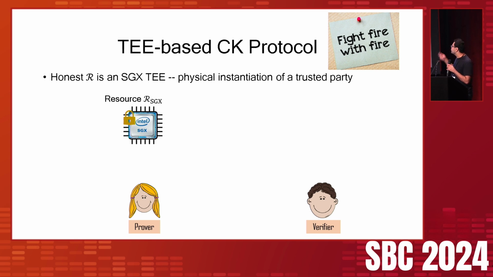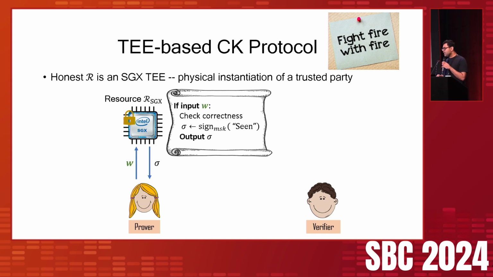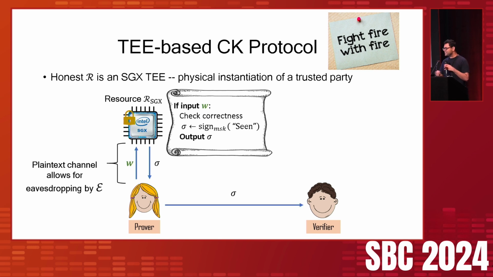You have a prover, again, you have a verifier, and the prover is connected to this SGX resource. And the SGX runs a very simple program for the complete knowledge proof. It just asks the prover to input the witness in plain text, checks the correctness of it, and signs a message using its master secret key that it's seen the correct witness. And now the prover can take this proof and send it to the verifier, who can verify it, as I'll describe.